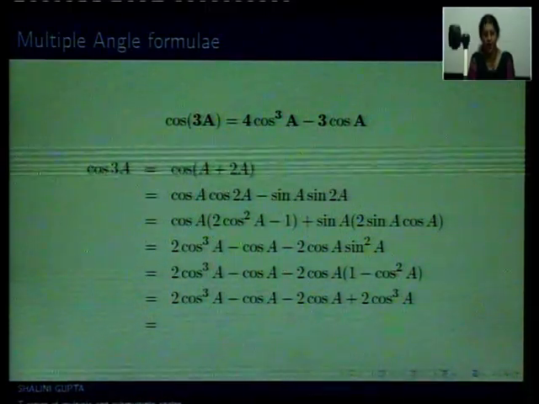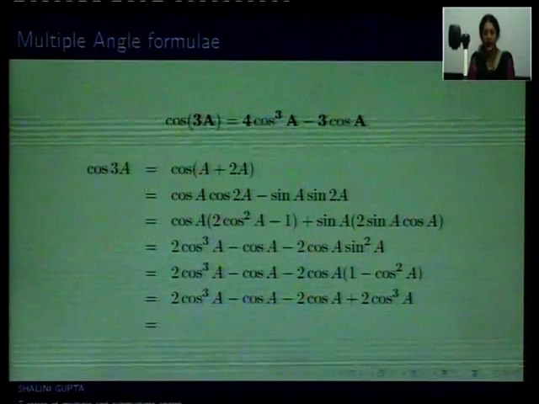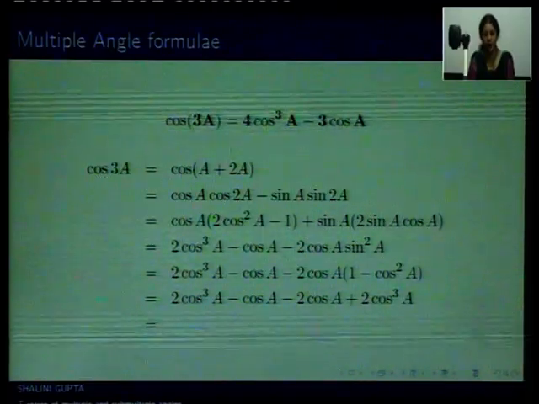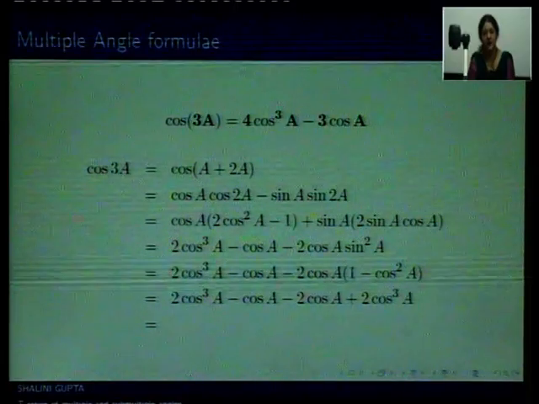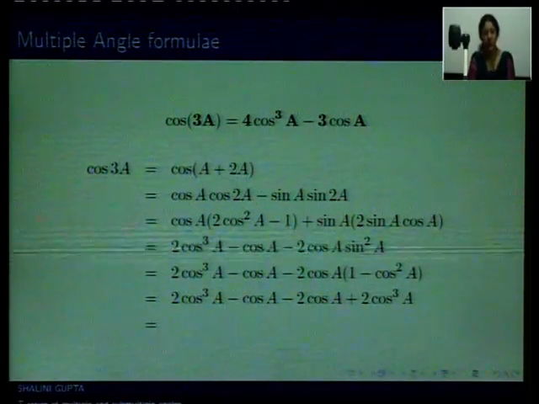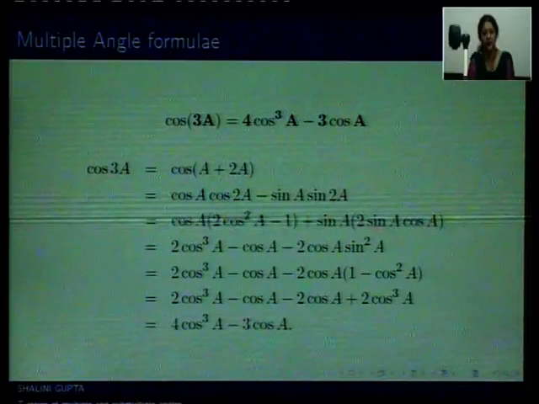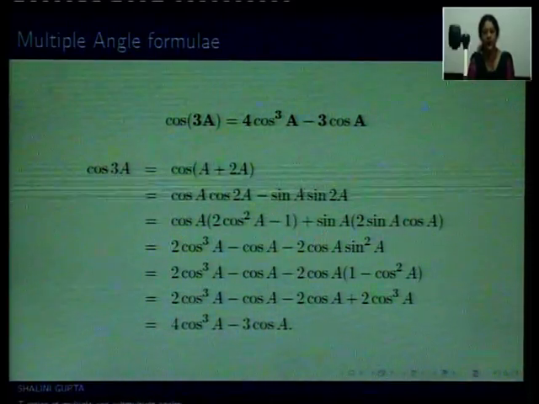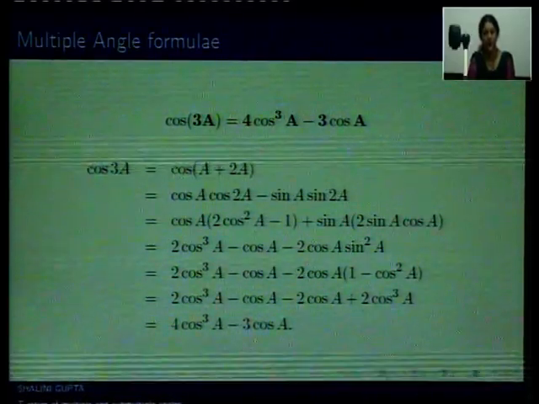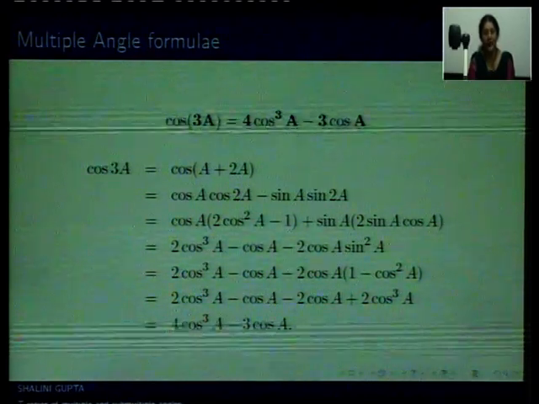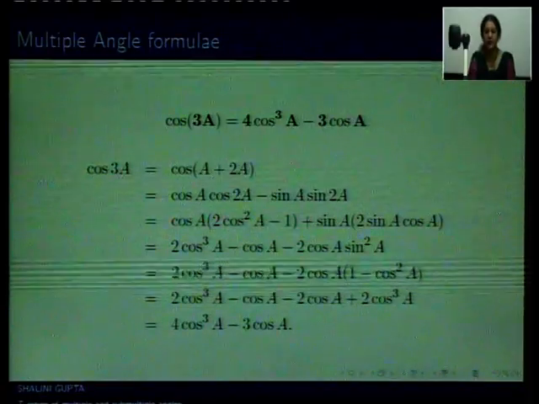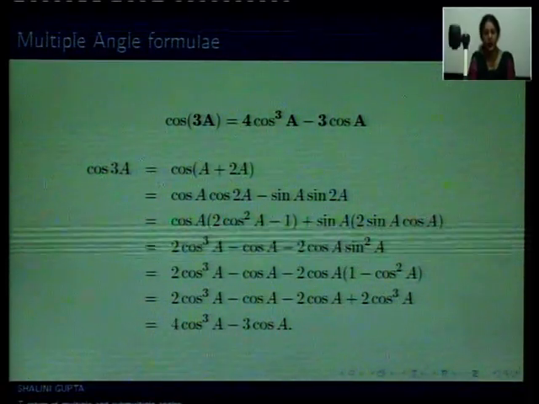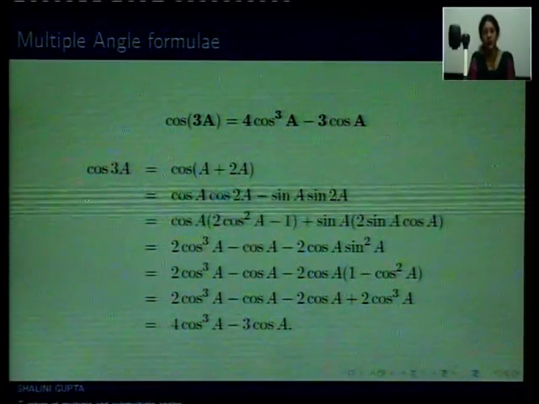2 cos cube a. Now 2 cos cube a plus 2 cos cube a becomes 4 cos cube a, and minus cos a minus 2 cos a becomes minus 3 cos a. So the expression of cos 3a becomes 4 cos cube a minus 3 cos a. So this is the expression for cos 3a. Write 3a as a plus 2a, apply the addition formula for cosine, and then put the values of cos 2a and sin 2a.